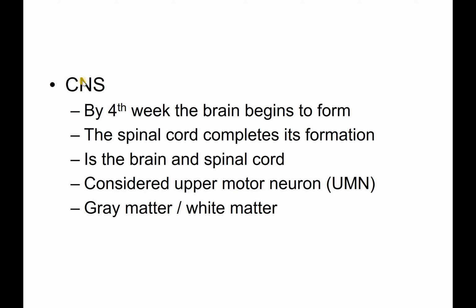Okay, the central nervous system, by the 4th week, the brain begins to form, and the spinal cord will complete its formation. So together, the brain and the spinal cord are considered the upper motor neuron. They're composed of the gray matter and the white matter. So in embryological development, the nervous system forms very early, which is very important because it is going to function all the other systems. So keep in mind, brain and spinal cord function everything.